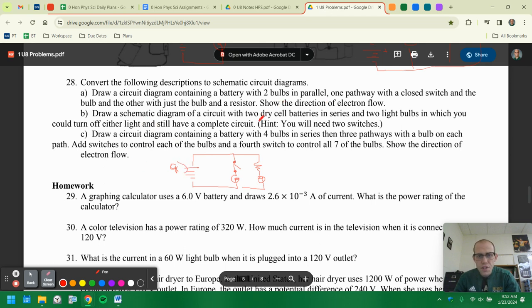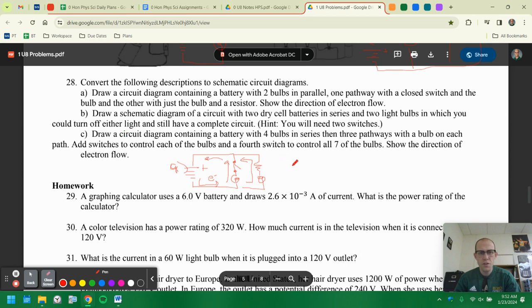It says show the electron flow. Electron flow goes out of the negative terminal. It will go up here and back around. It will also go like that. That's the electron flow. Remember, conventional current comes out of the positive terminal.